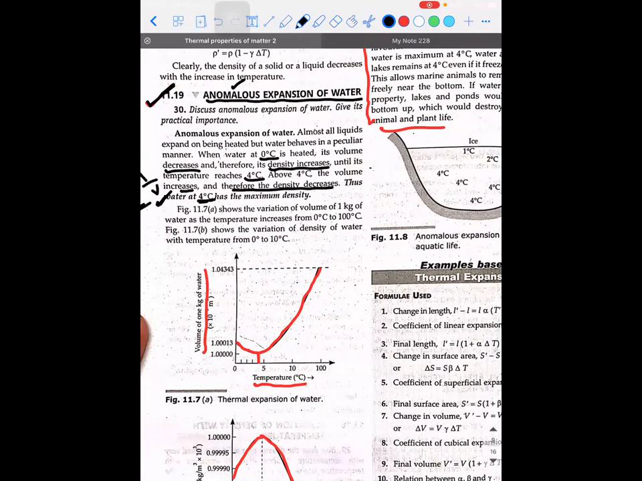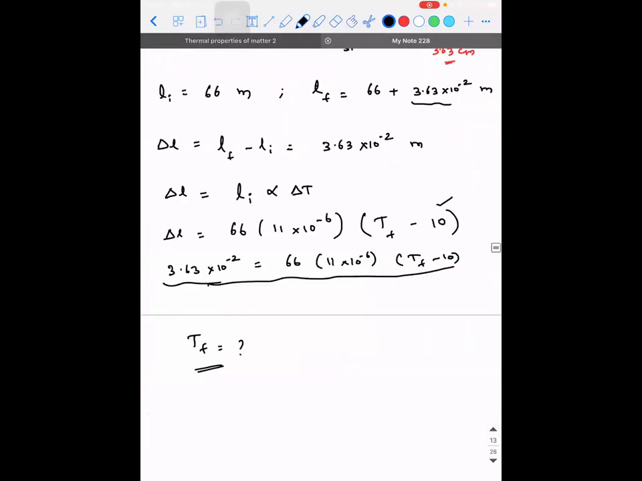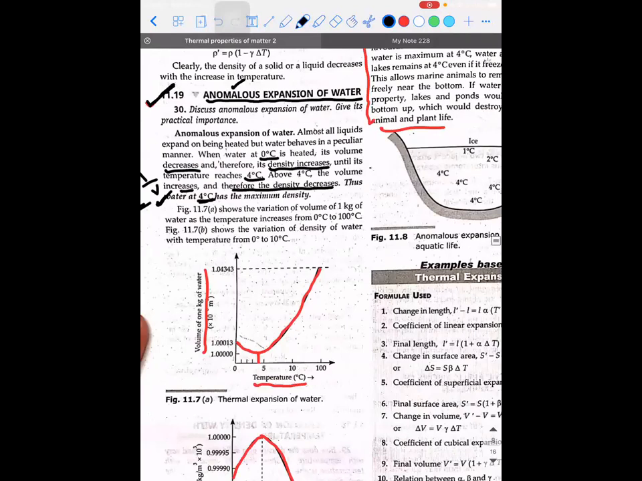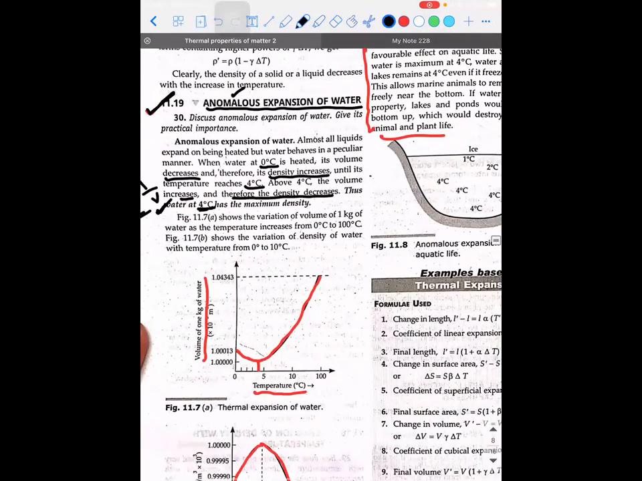If there is any point that you didn't understand from that, I will definitely repeat it tomorrow, because it will take some more time for me. It was almost 10 to 12 minutes of concepts. Okay. So other than that problem and anomalous expansion of water, till that relation, is there any doubt?